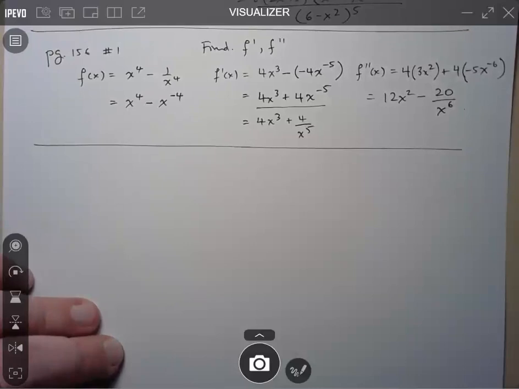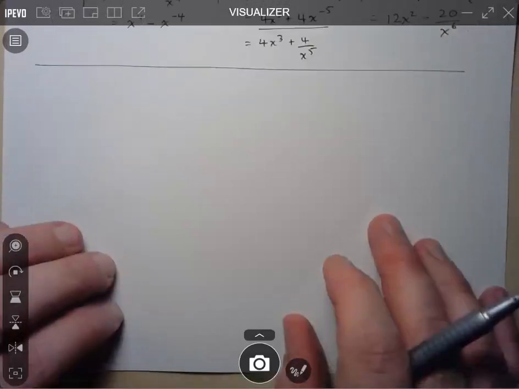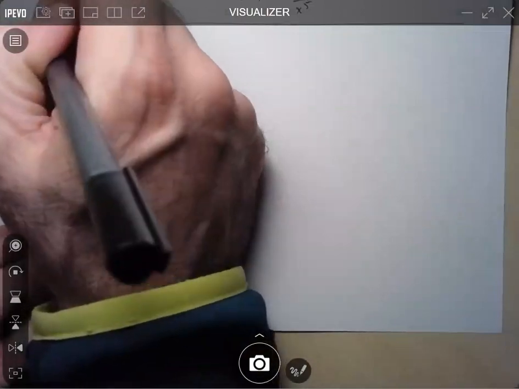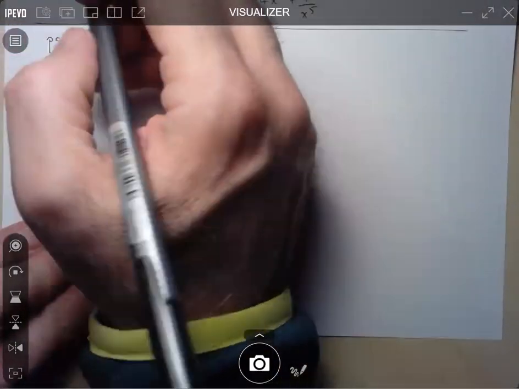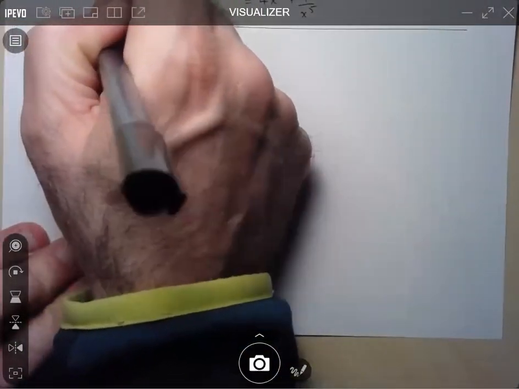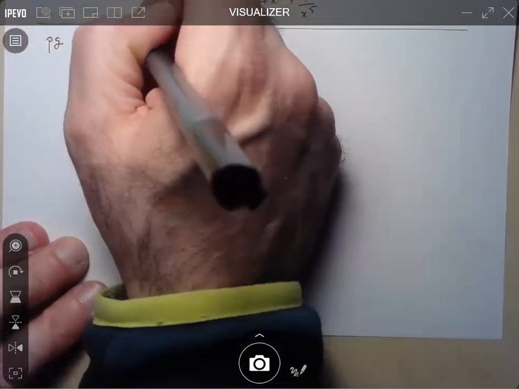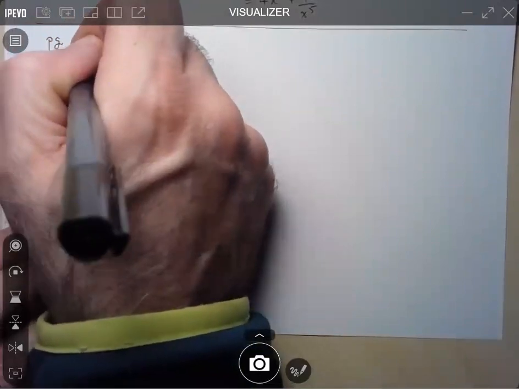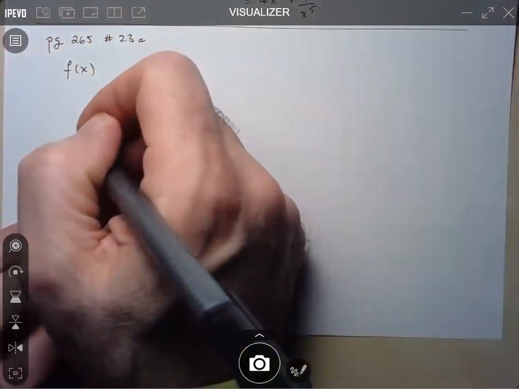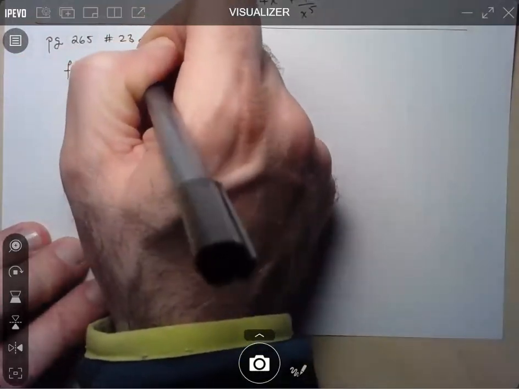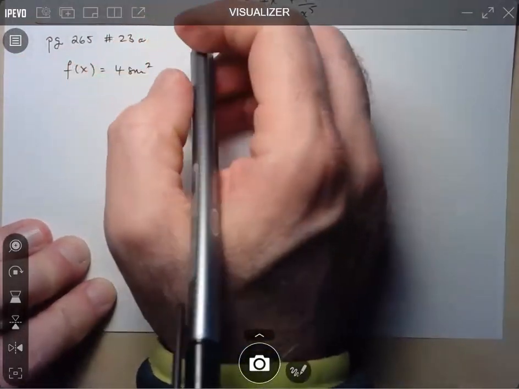23A. Oh, it's another second derivative question. All right, so this is page 265, number 23A. And the function that we're given is 4 times sine squared of x minus 2.